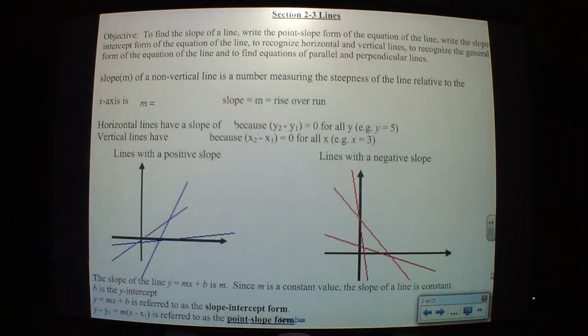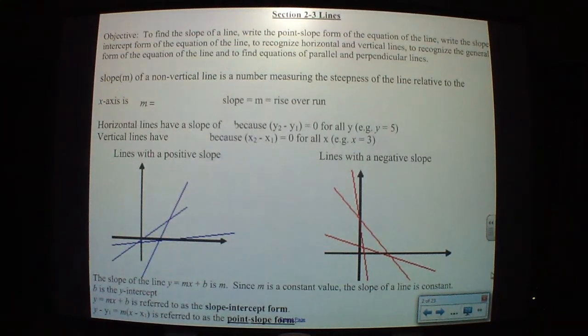Section 2.3, lines. We're going to find the slope of a line. We're going to write the point-slope form of the equation, the slope-intercept form of the equation. We're going to be able to recognize horizontal and vertical lines. We're going to be able to recognize the general form of an equation of a line and find equations of parallel lines and also perpendicular lines.